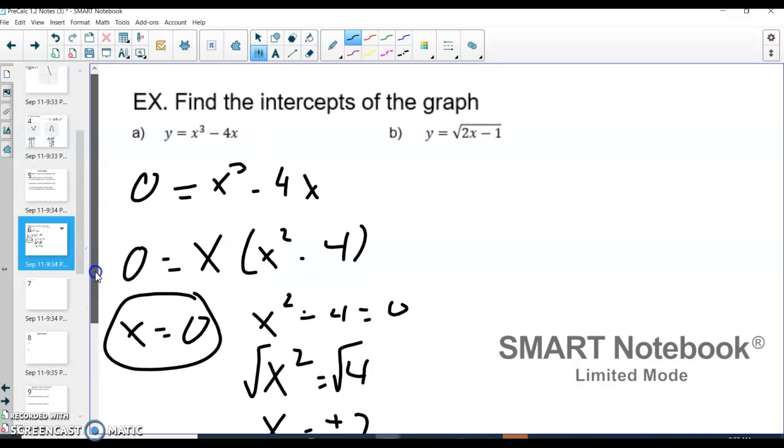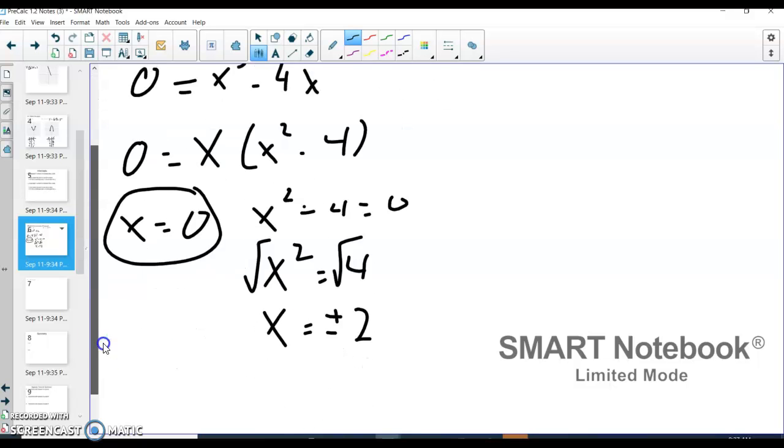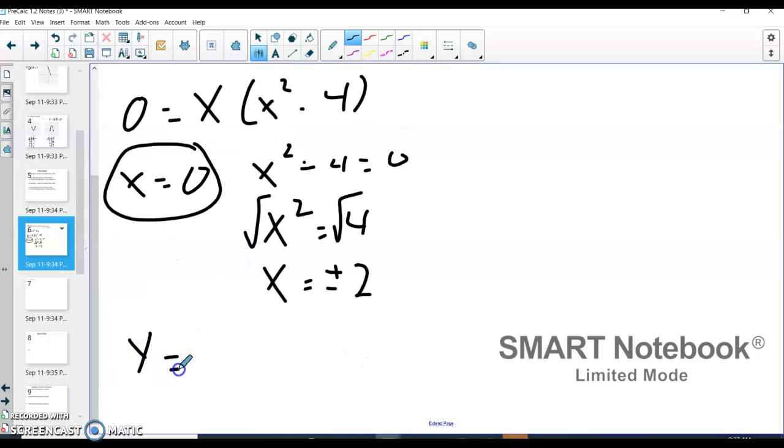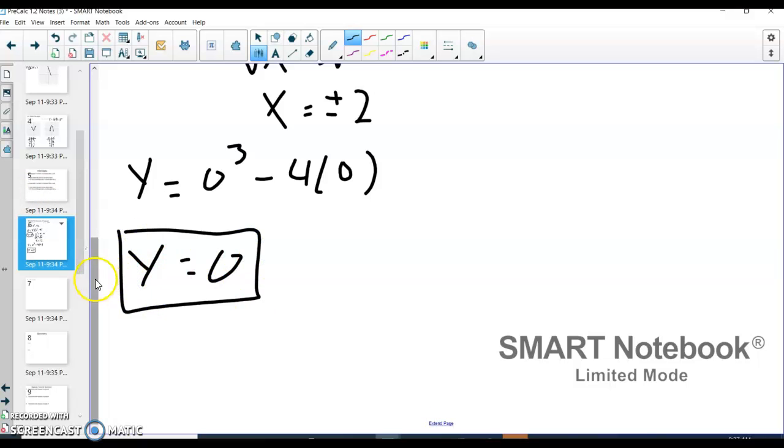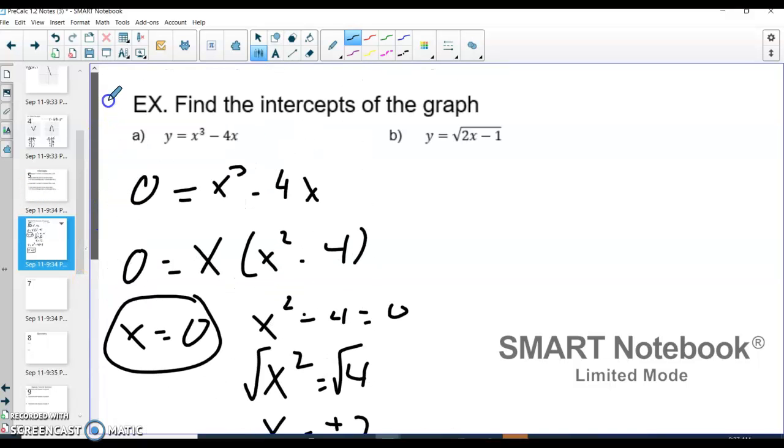Now when I'm trying to find my y-intercepts, I'm plugging 0 in for x. So that's y equals 0 cubed minus 4 times 0. Well, 0 cubed is 0, minus 4 times 0, that's 0, so I get y equals 0 as my y-intercept. Okay, we can do this one as well.